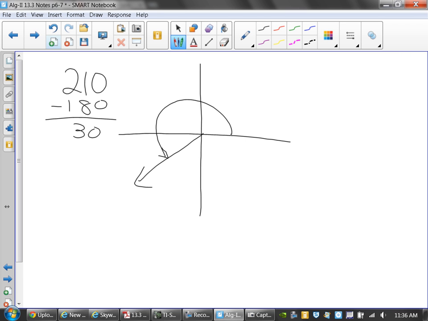There's its reference angle. If you're in quadrant 3, if your angle is in quadrant 3, all you have to do is take your theta and subtract 180. That'll give you your reference angle.